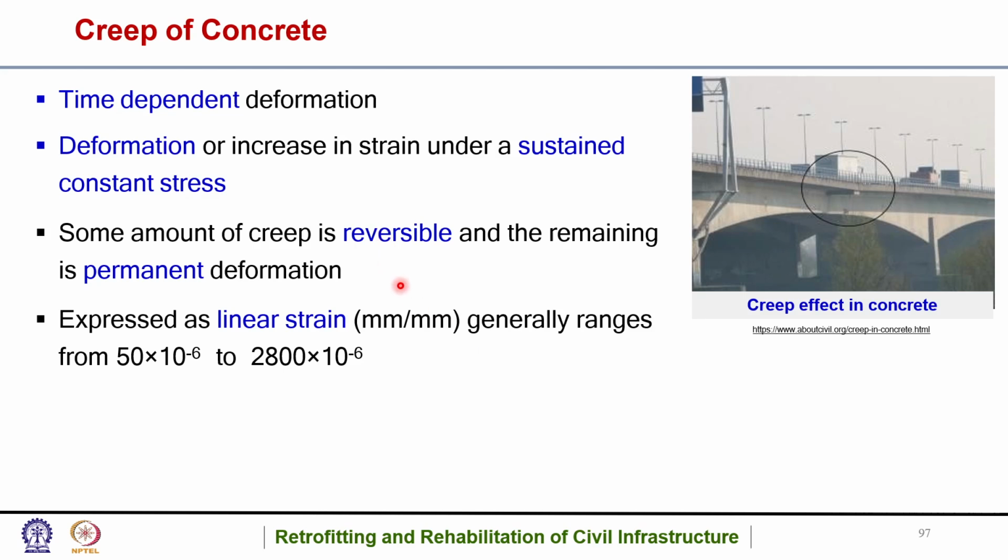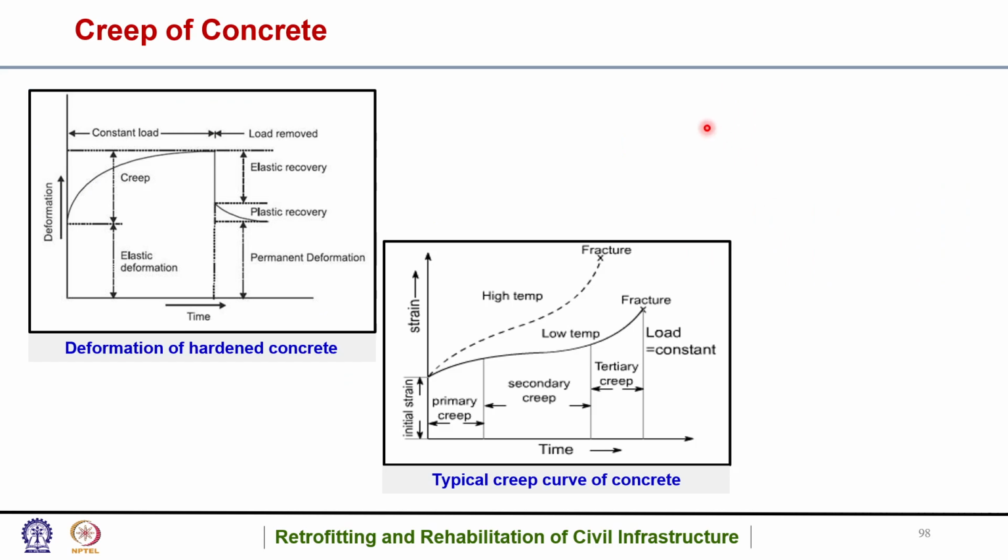We will see how the creep behavior occurs with the help of a figure. It is expressed as a linear strain, millimeter per millimeter, and generally ranges from 10 to the power minus 6 to 2800 into 10 to the power minus 6 strain. So this is creep in concrete. This is the figure I'm talking about.